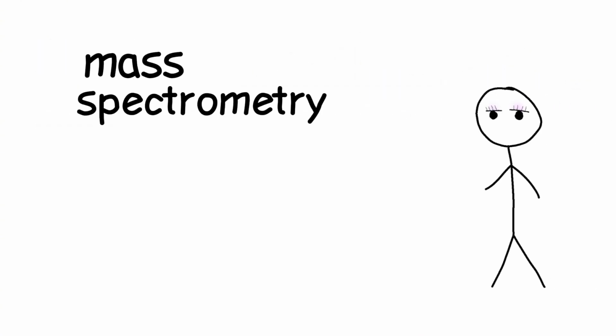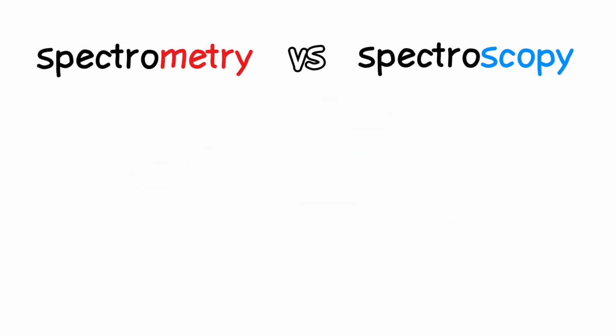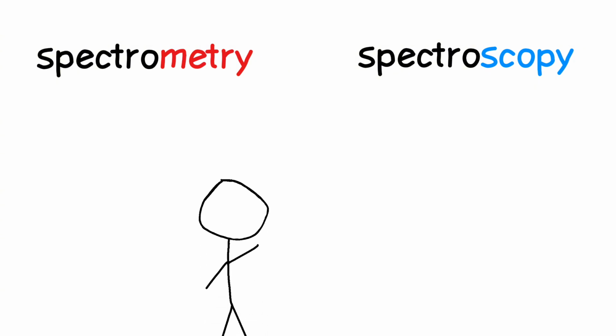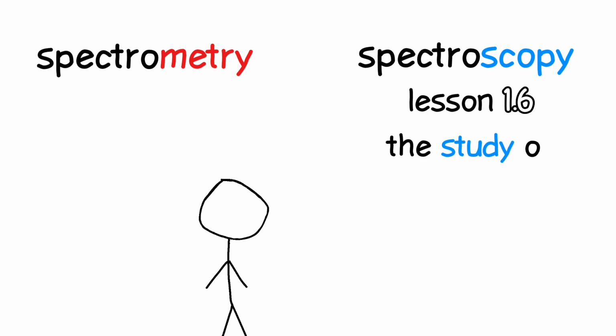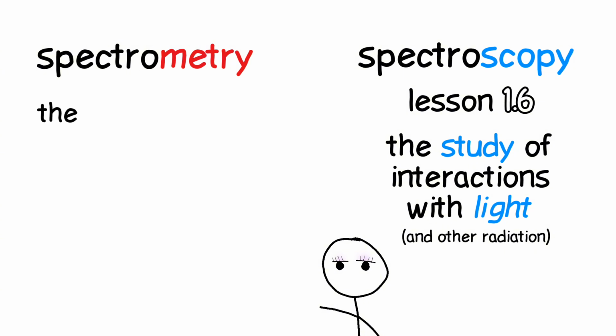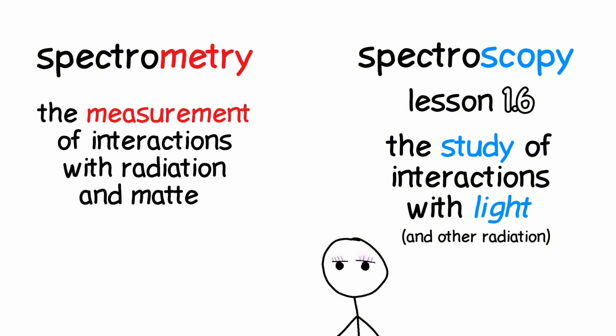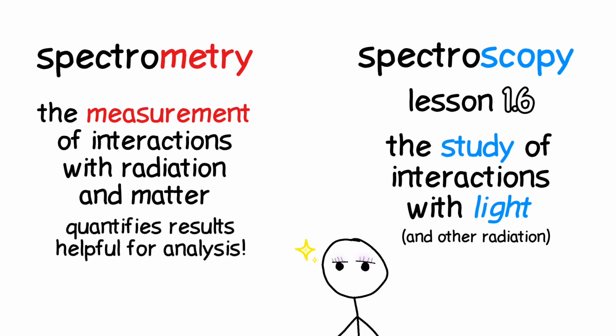Mass spectrometry is the application of spectroscopy. While these terms are used interchangeably by many, there are differences in their usage and relevance. Spectroscopy will be gone over in depth during Lesson 6 of this unit. For now, all you need to know is that it is the study of the absorption characteristics of matter. Spectrometry is the actual measurement of these characteristics and interactions between radiation and matter. It is due to spectrometry that we can get quantifiable numerical results.